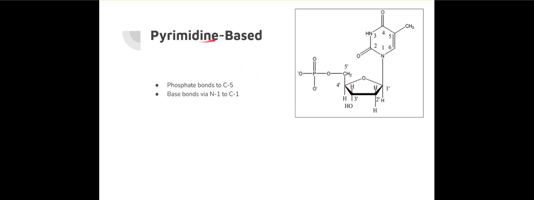In the pyrimidine-based nucleic acids, again, you have this phosphate group. It is bound to your sugar on the 5th carbon, the C5 location, and the base is connected between the N1, the nitrogen in the ring, and the 1st carbon in this sugar.